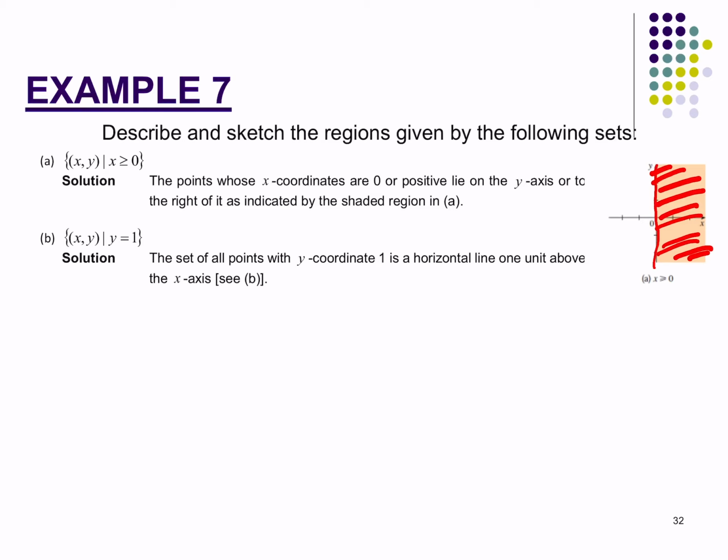And how about part B? In part B here, we have the point x and the point y. So it means that you need two coordinate axes, and the value of y is exactly 1. At exactly the value of 1 means that you need a horizontal line 1 unit above the x-axis. And here is the sketch of the region that we want, the graph when y is exactly equal to 1.